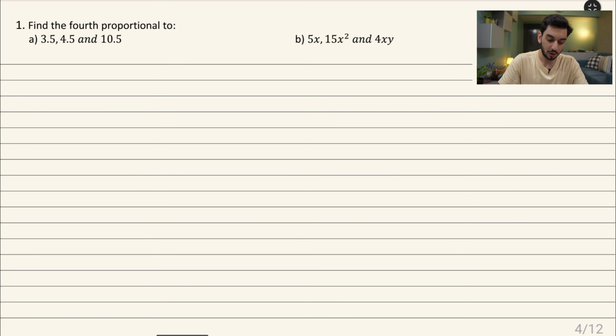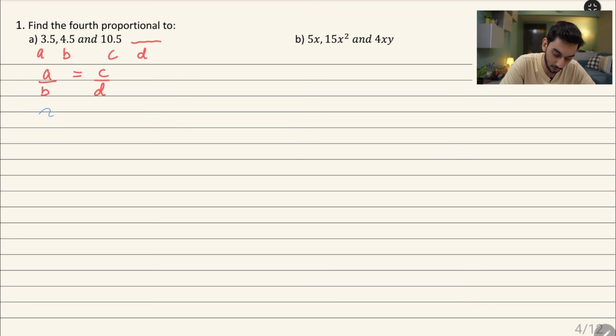Okay, let us start solving the questions. Here is the first question. It says find the fourth proportional to 3.5, 4.5 and 10.5. So it's asking me what the fourth proportional is, which means A is given, B is given, C is given, and I need to find what D is. Let us say A is this thing, B is this thing and C is this thing, and there is something over here, D, which I don't know. Now can I just say that A upon B would be equal to C upon D?